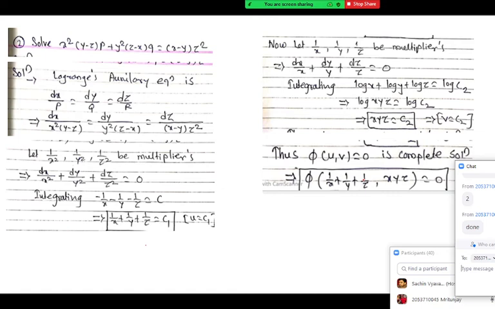So we have to choose different ones, like you chose 1 by x square, 1 by y square, 1 by z. Correct. First, complete your work. So all the three are different now, sir? Yes, they are all different.